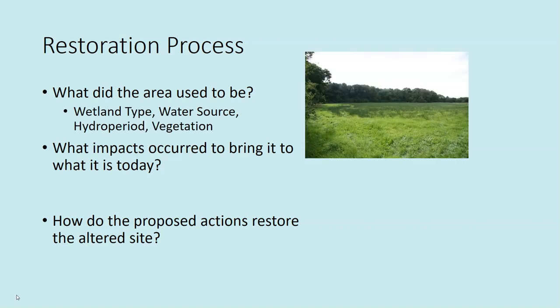So what did the area used to be? This could be in terms of what it used to be in terms of wetland type, or its water source, or hydroperiod, that hydrologic regime, or what types of vegetation used to be there.